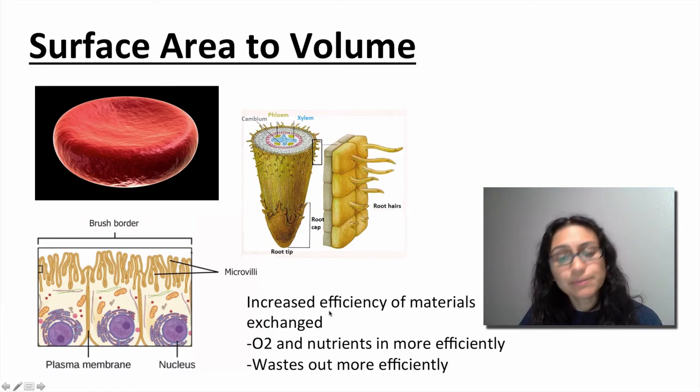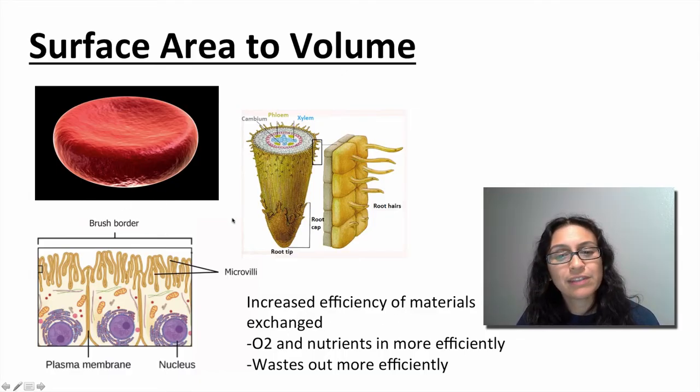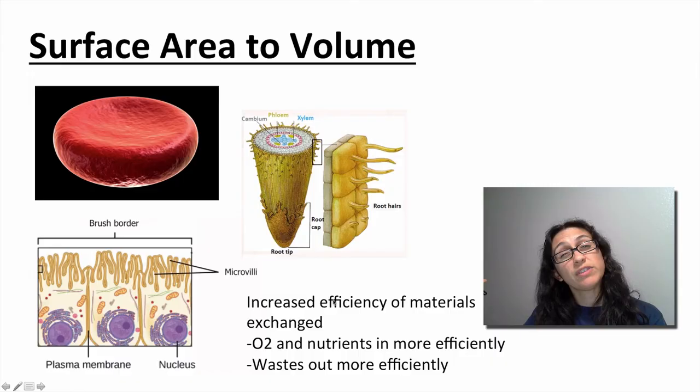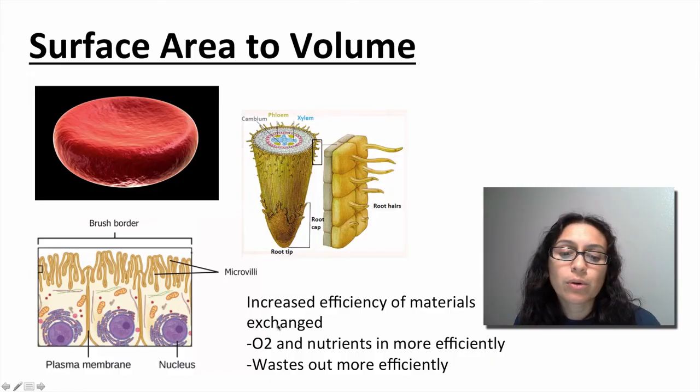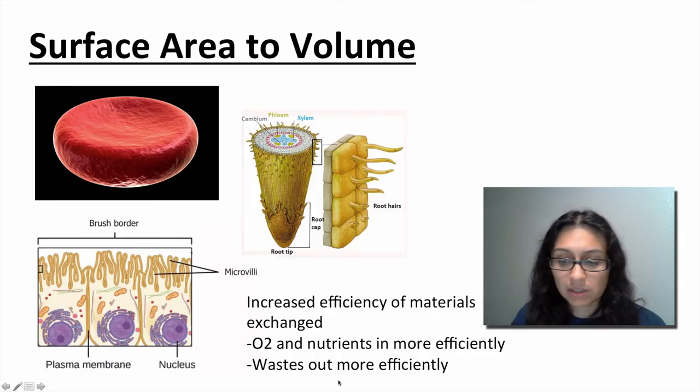So if we take a look down here, it says increased efficiency of materials exchanged. So by creating these flattened discs and these thin extensions, we can increase efficiency of exchanging materials because you have a large surface area to do that. So you get more oxygen and nutrients in, and you get more waste out efficiently.